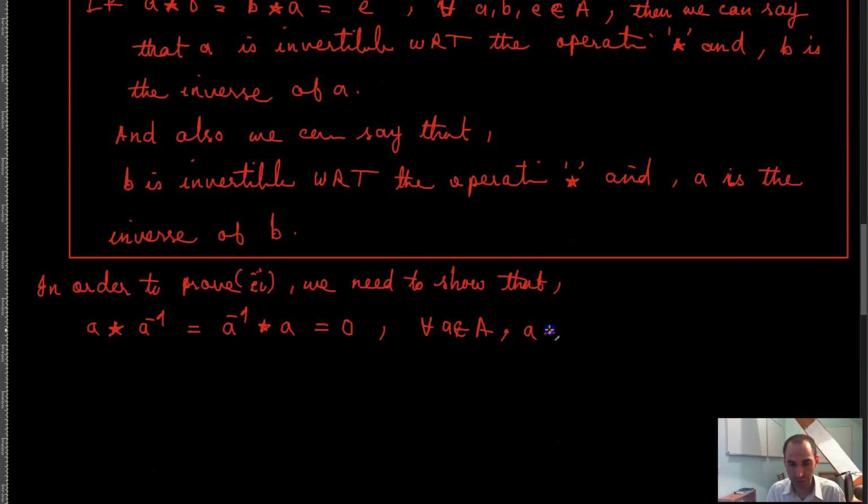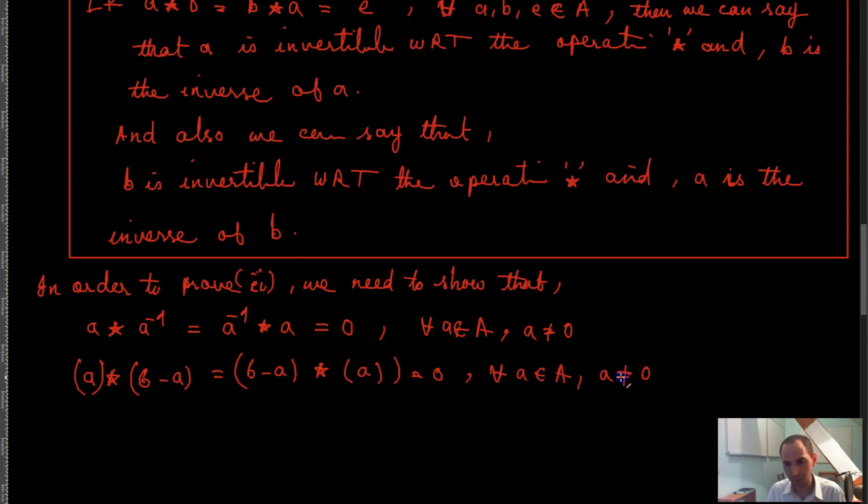And over here we know that A is not equal to 0, right? So I happen to know that A inverse is 6 minus A. So I can write A star 6 minus A is equal to A inverse. Actually, instead of A inverse, I can write 6 minus A star A is equal to 0 for all A belonging to A, A not equal to 0, right?